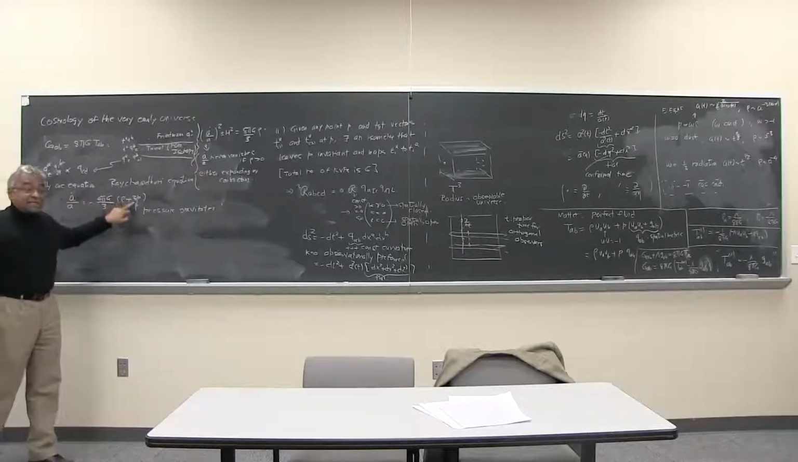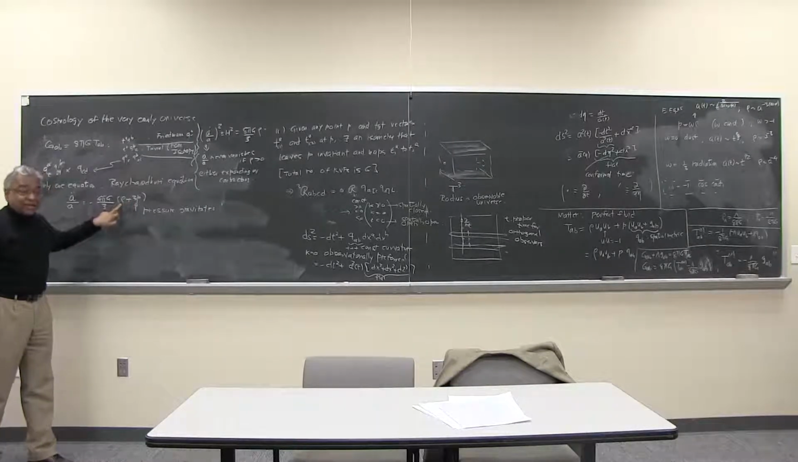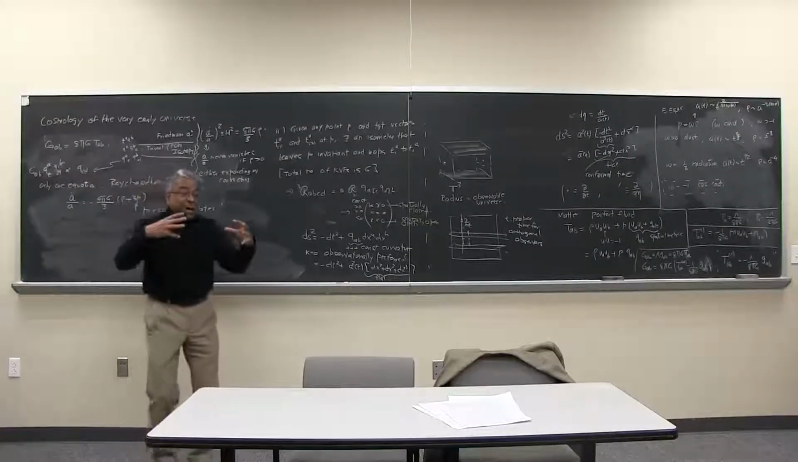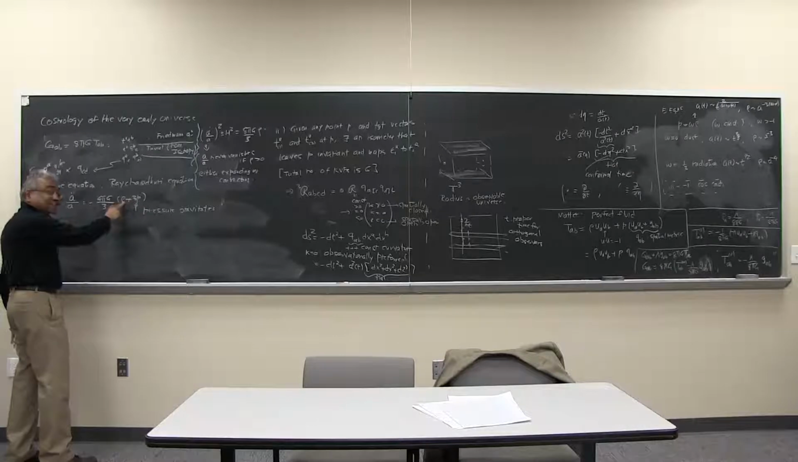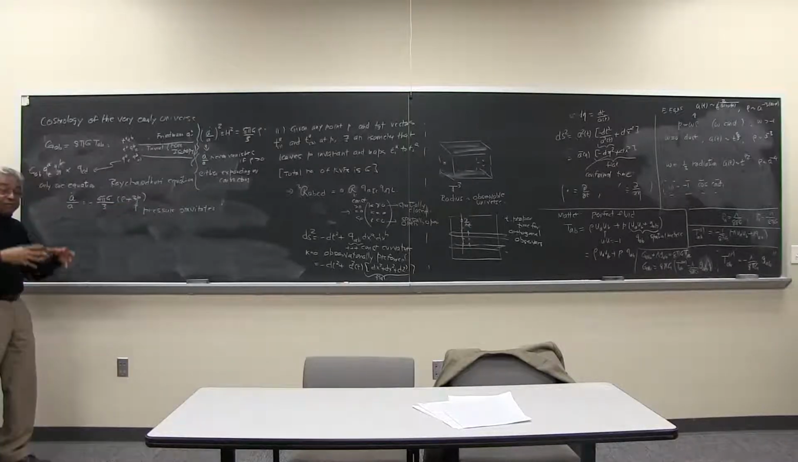And now what this says is that even if there is pressure, so long as the pressure is positive, pressure acts in the same way as density. So for the expansion of the universe, pressure acts the same way as the density, and therefore it slows down.